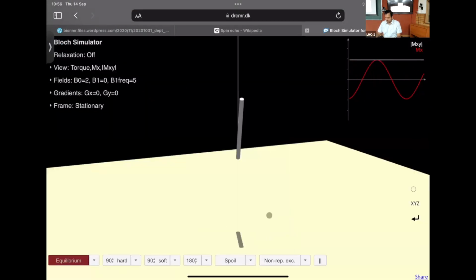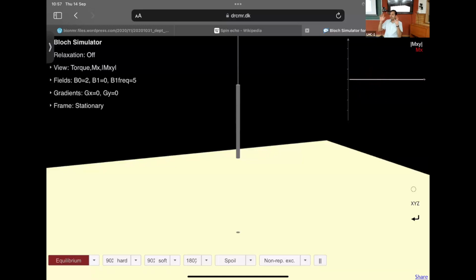Yeah, we have seen this several times. I'll go back to equilibrium. Small point: how do they do the simulation? When will the dephasing happen? When the magnetic field is not very homogeneous. If it's homogeneous, the dephasing will not happen, right?